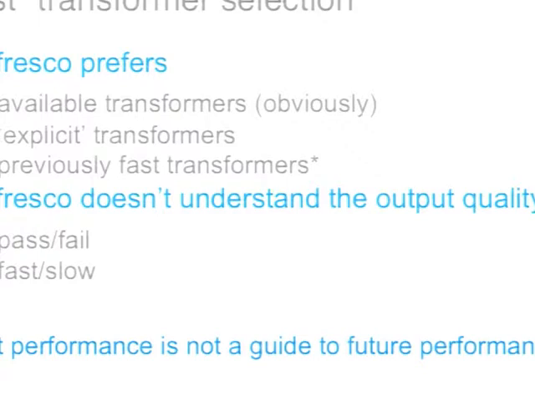It may be the case, but it's not generally true. So when you ask for a transformer, Alfresco will favor transformers that were previously fast. Fast and successful. Fast and failing obviously doesn't count. Okay?